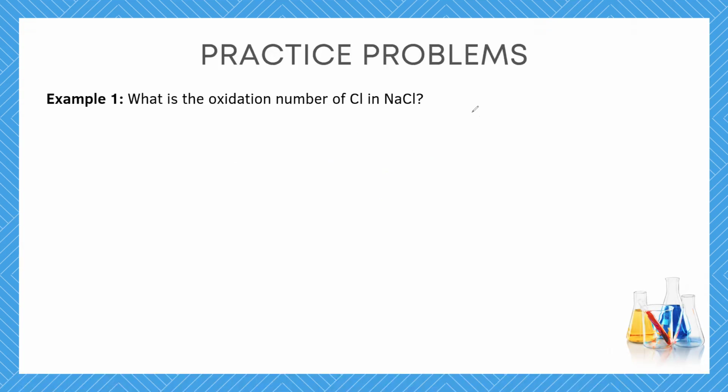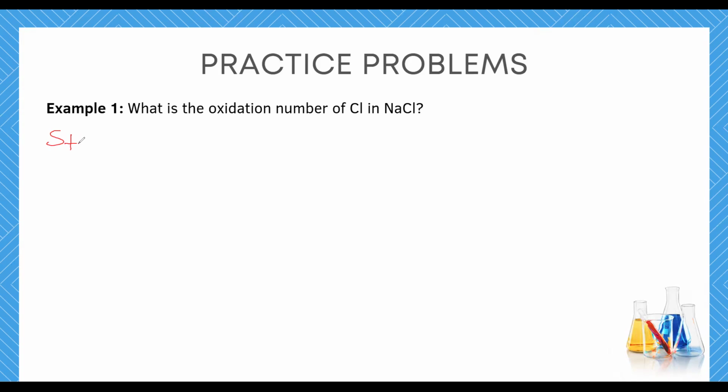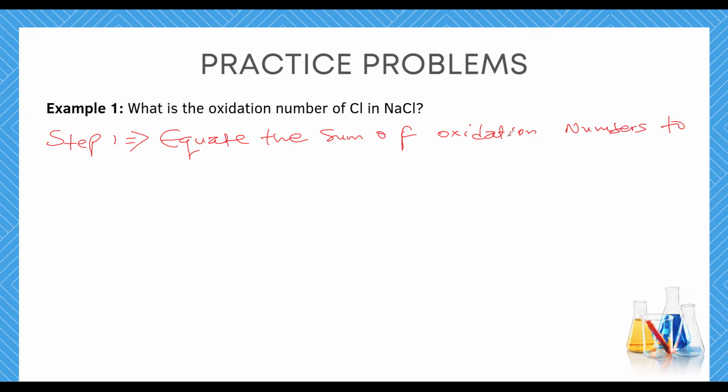Now, at this point, you might be asking, okay, so how do we calculate the oxidation number for elements in a compound? So let me help you out with some rules that you can use. Step number 1: equate the sum of oxidation numbers to the overall charge.